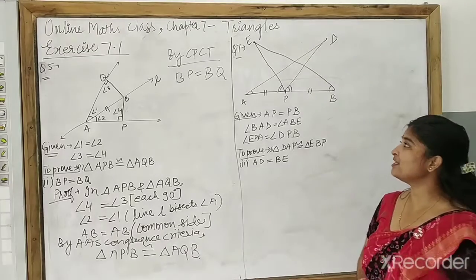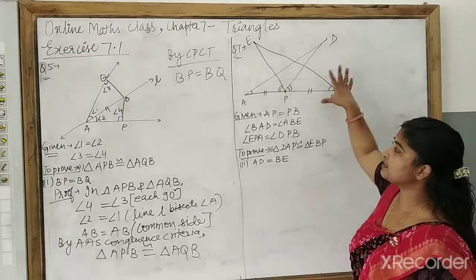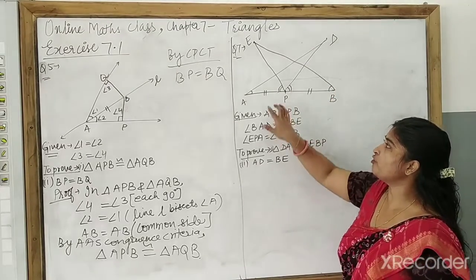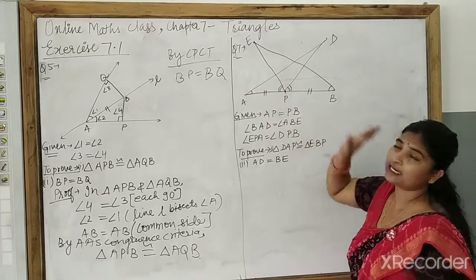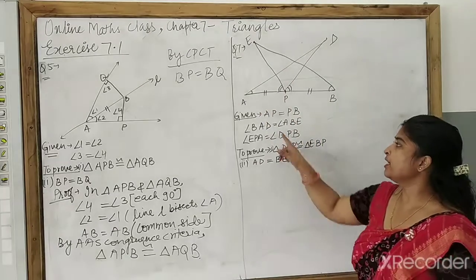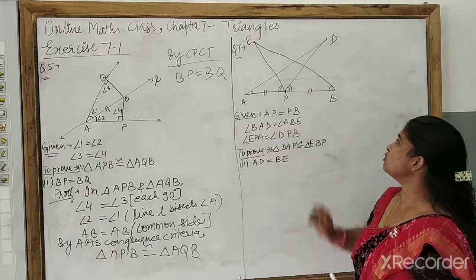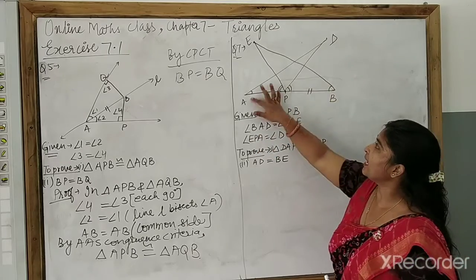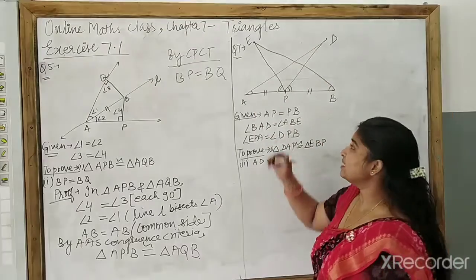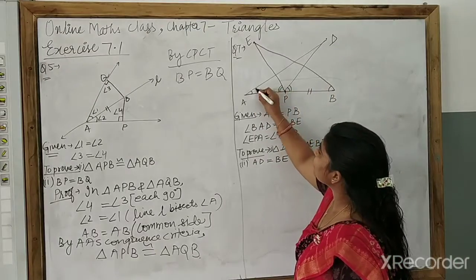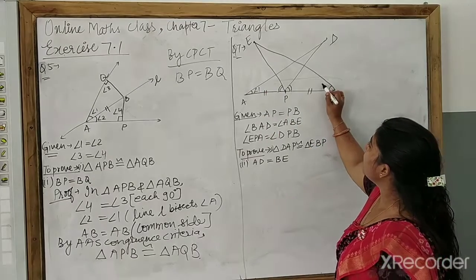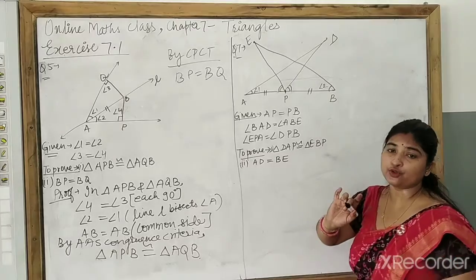In question number 7, they have told you that this is the diagram. P is the midpoint of AB. So if P is the midpoint of AB, can I say this side and this side will become equal? Why? Because P is the midpoint. Now, angle BAD. Can you see that angle BAD? BAD means this angle. So I will name it angle 1. Now, angle 1 is equal to angle 2. It is already given to you.